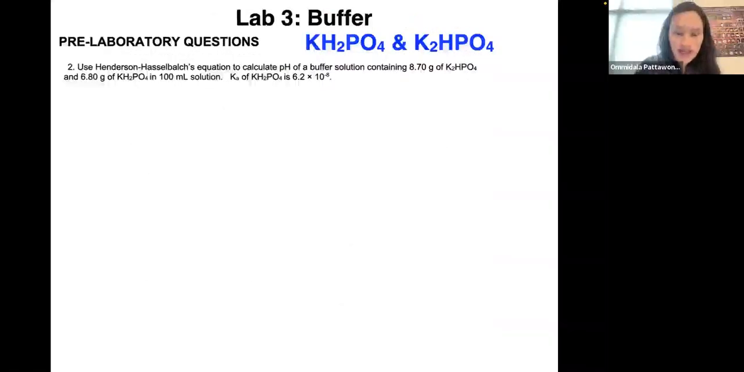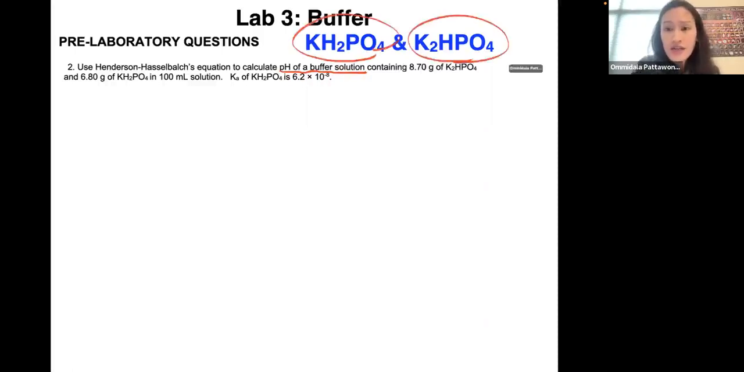Okay, so this problem asks us to calculate the pH of a buffer solution. Before we do the calculation, we need to understand first that a buffer solution is made of a conjugate acid and base, and it can come in the form of a salt. An example would be these two right here. How do I know that these two are a conjugate acid-base pair? Remember, they are going to differ by one hydrogen atom, right?